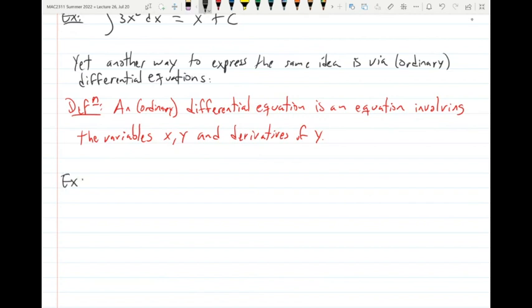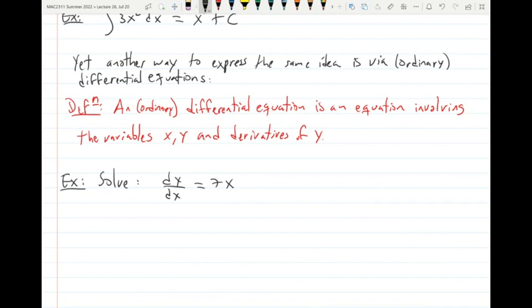So for example, I can ask you to solve the following differential equation. Solve the differential equation dy/dx, or you can just write y prime, equals 7x. So this is a little equation. In this case, you see the derivative of y and you see x. There's no y, and that's okay. It doesn't have to be there, it's just involving the variables that are here. This is an example of a differential equation.